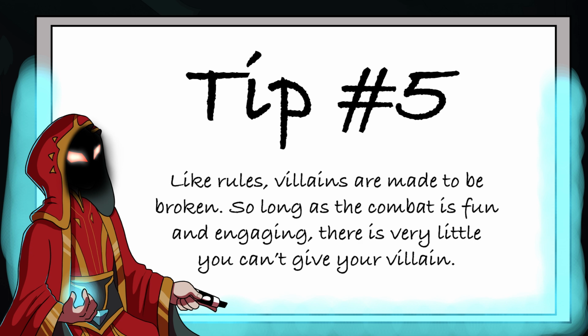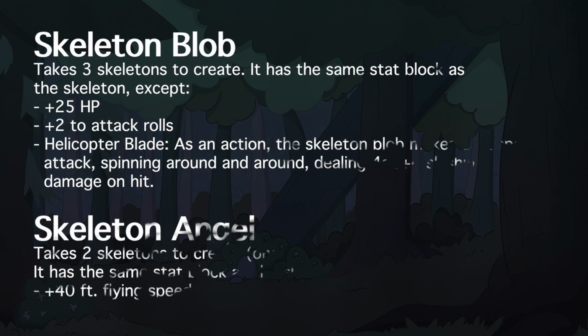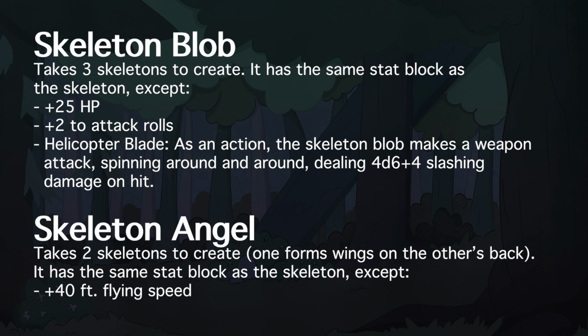When he animates corpses, they have the skeleton stat block, and then I've provided 2 modified creations up on screen for when he combines multiple skeletons together. But with the combination of dead bodies to block projectiles, body parts flying at my party, and skeletons turning into different creatures to chop them up, my party had an absolute blast.